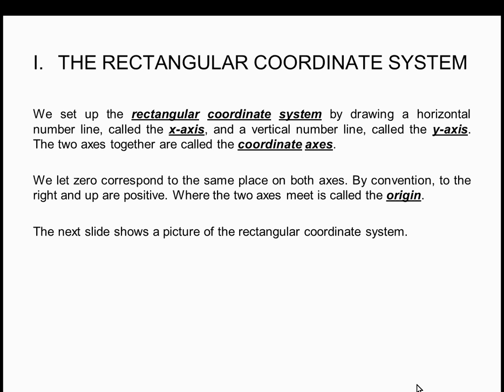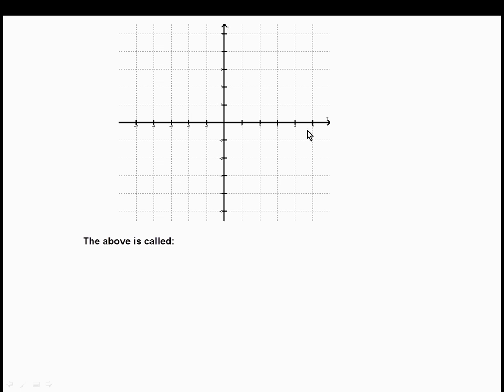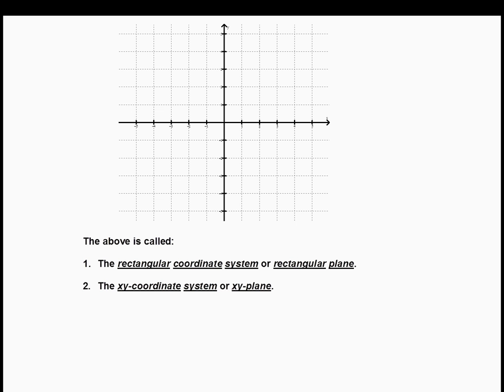So the next slide shows a picture of the rectangular coordinate system. Now hopefully again this is something you've seen before. Okay, here's my x-axis, here's my y-axis. They are perpendicular to each other, and I don't know if you can read off the numbers, but that's 1, 2, 3, 4, 5, and so on. Negative 1, negative 2, negative 3, and so on. The arrowheads point in the positive or increasing direction. So to the right is positive, up is positive, just like on a thermometer for the vertical y-axis. So this is called the rectangular coordinate system or rectangular plane. It's also called the XY coordinate system or XY plane.